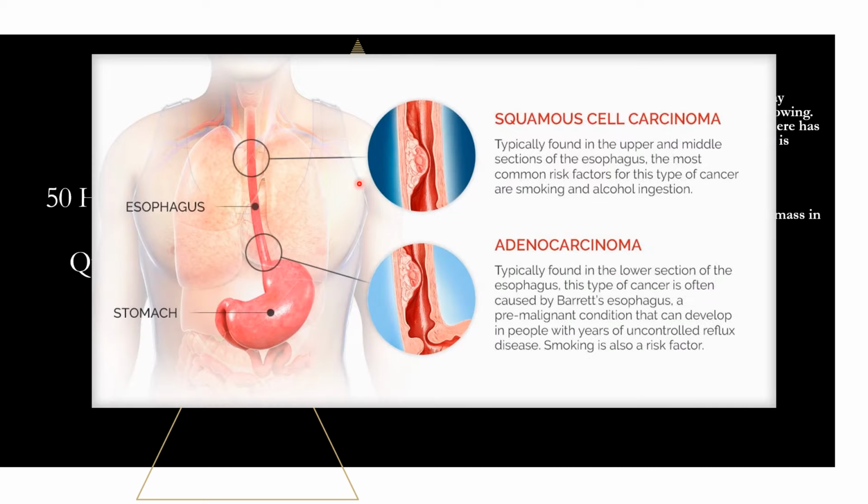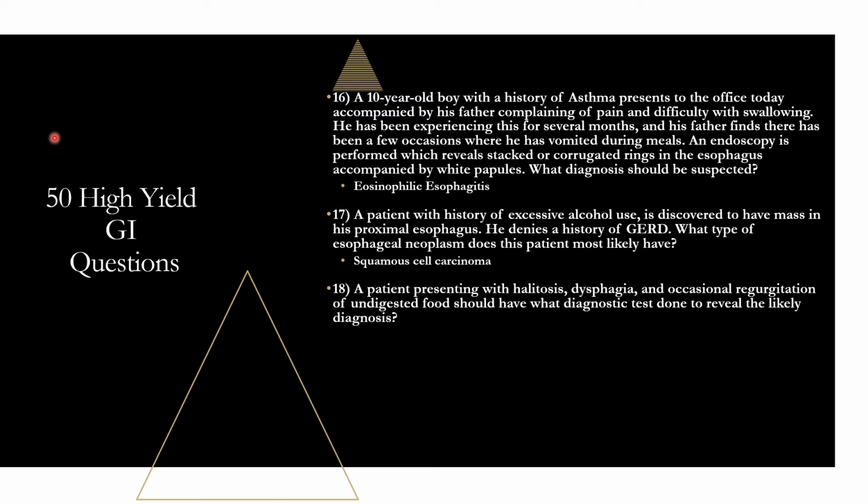We can take a look here and see squamous cell again is going to be in the proximal esophagus, the upper or middle section of the esophagus, and the risk factors are going to be smoking and alcohol ingestion. Adenocarcinoma is more at the distal or lower esophagus, and Barrett's esophagus is going to be one of the main risk factors for that. So in this case, it's going to be squamous cell carcinoma.